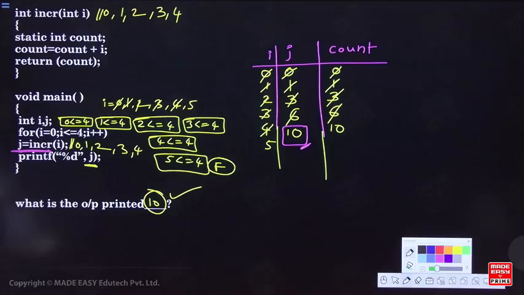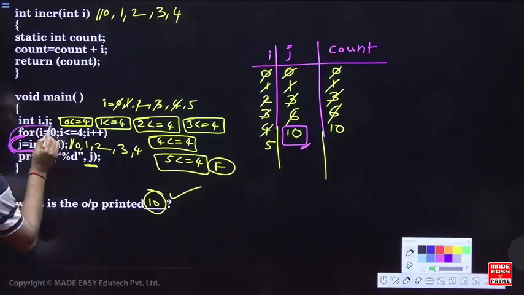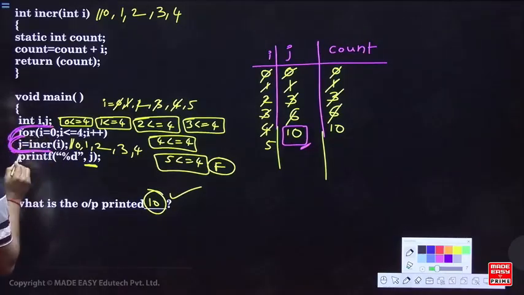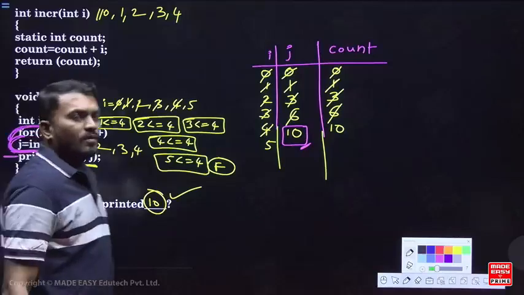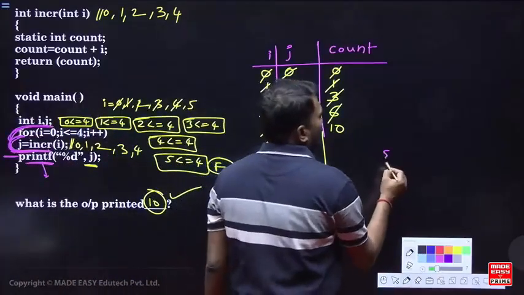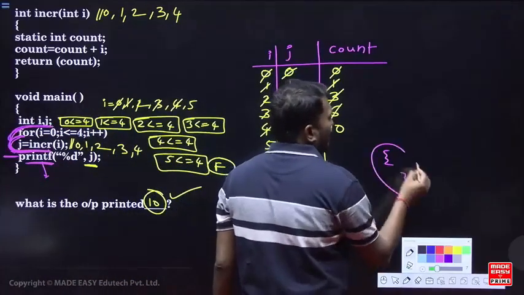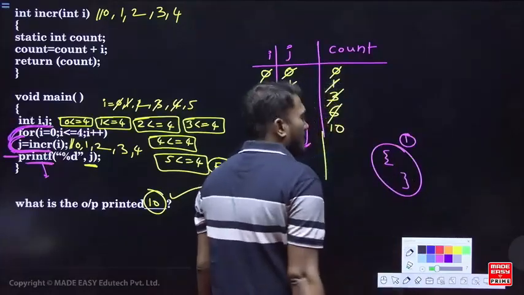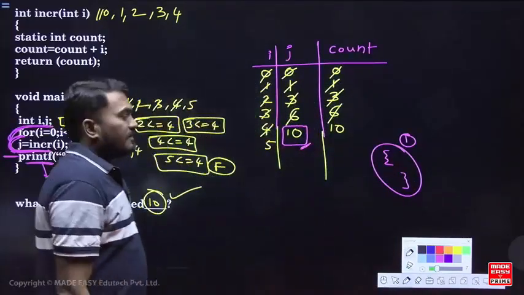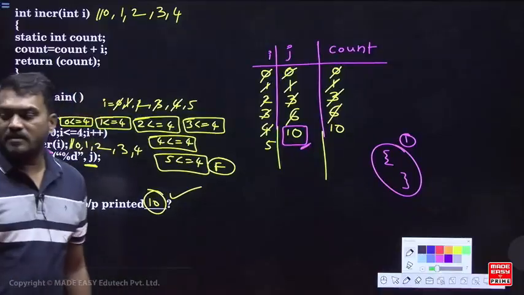Yogita Chanda, printf is not inside the for loop. Okay, there is no bracket here. No bracket means inside the for loop only one statement is there. This printf is outside the for loop. If you don't have this open bracket and closing bracket, you need to consider only one statement inside the for. Only one statement is there inside the for.